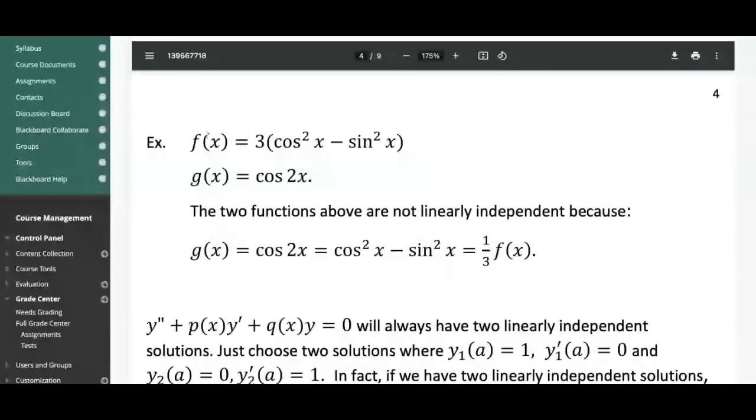If y1 equals y2, f equals g, that means those two are not linearly independent. They depend on each other if they equal each other. So this is the example of dependency. Dependency means we can use one to represent the other. So g is 1/3 of f, or f is 3g. If y1 equals y2, or y2 equals y1, the same thing. That's a dependency.